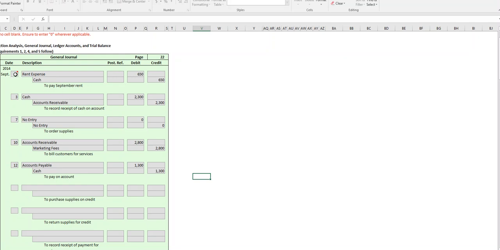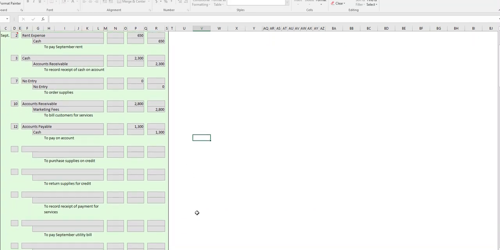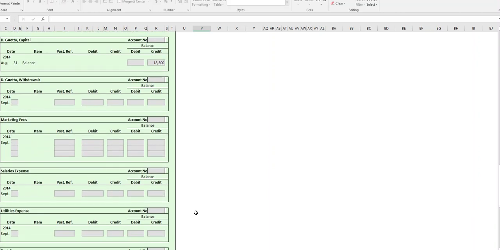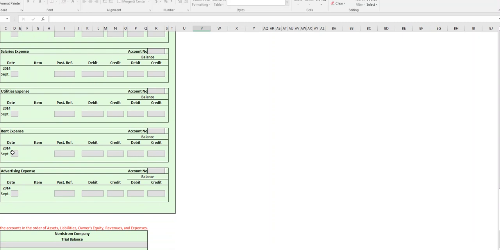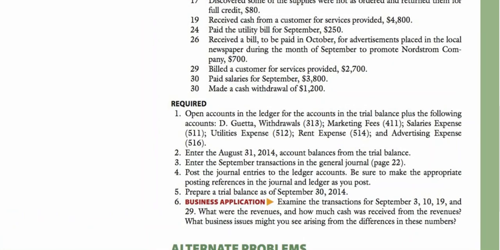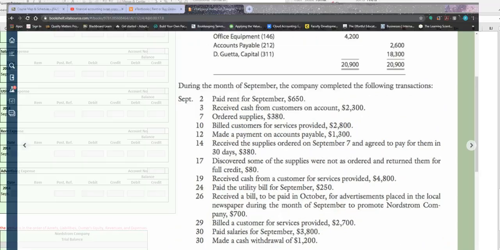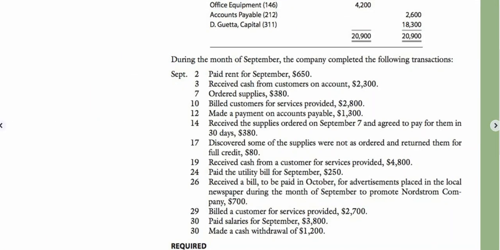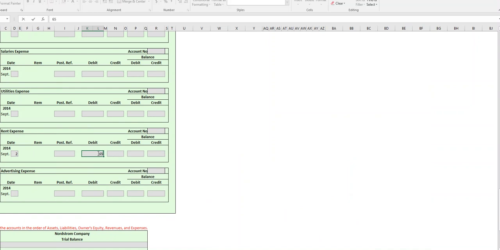So the first one is rent expense, debit $650. So I go and find rent expense at the bottom. And I put in September, what date was that? The 2nd right here. So I put in a 2. And this was a debit. I don't feel like scrolling all the way back up. It was a debit of $650. So my ending balance is $650.